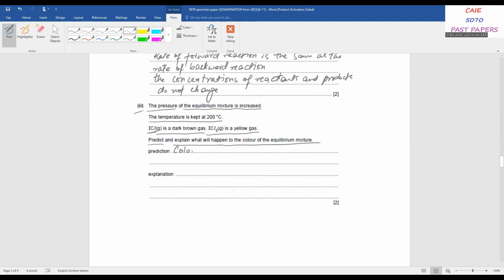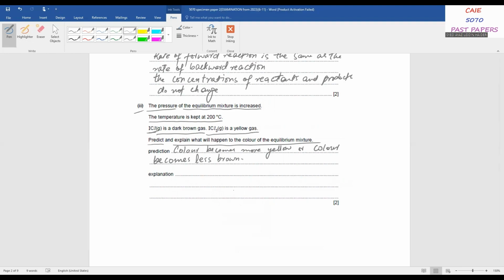The color becomes more yellow. Or you can write the color becomes less brown. You can even write goes yellow.